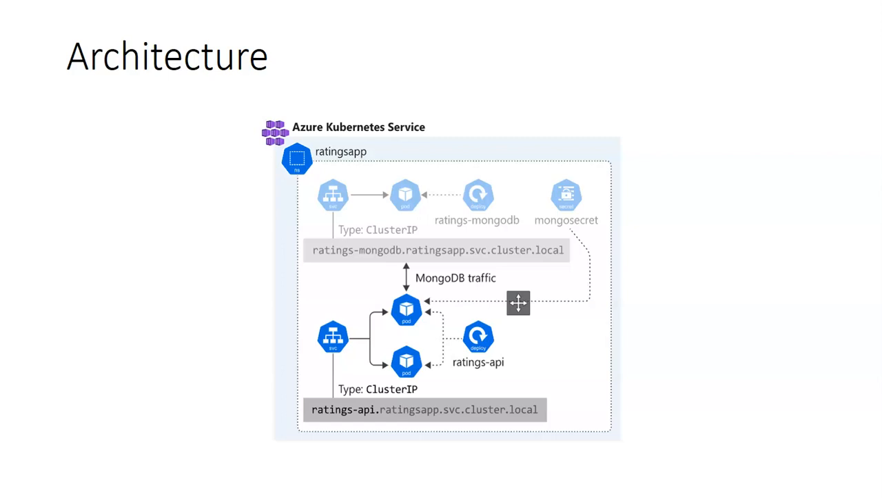So if you will see, I have my cluster API, I have my ratings API as well, and there's MongoDB traffic. I have my ratings API here that I'm going to deploy, and then would make a way for my MongoDB traffic. All right. So now let me just log on to the portal and take it from there.